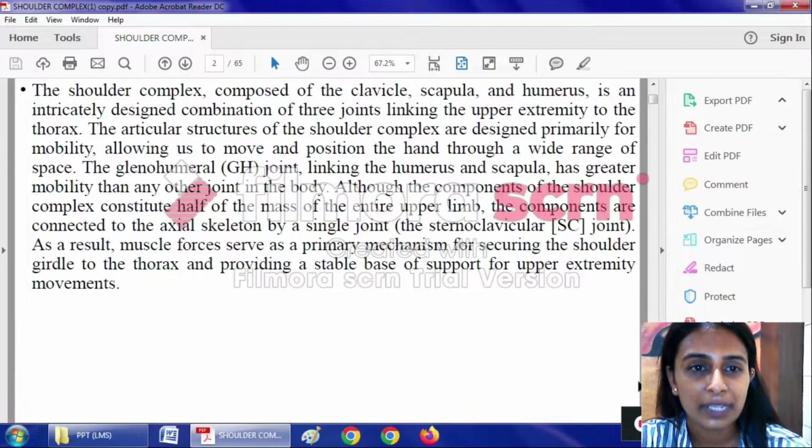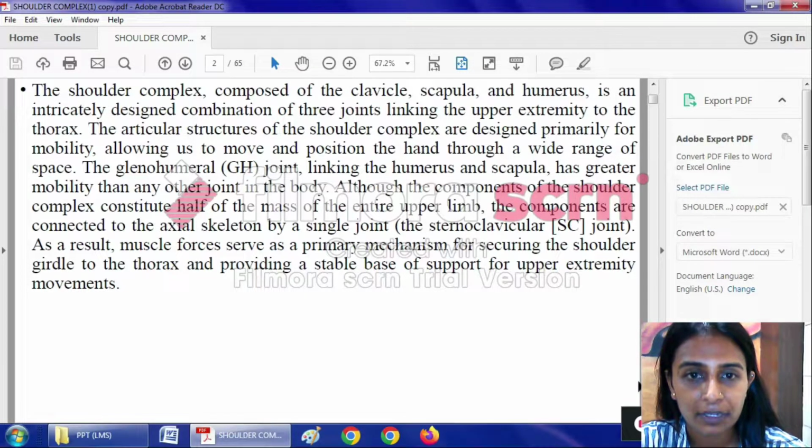The shoulder complex, composed of the clavicle, scapula and humerus, is an intricately designed combination of three joints linking the upper extremity to the thorax. The articular structures of the shoulder complex are designed primarily for mobility, allowing us to move and position the hand through a wide range of space. The glenohumeral joint linking the humerus and scapula has greater mobility than any other joint in the body.